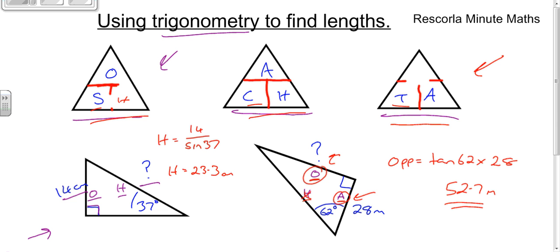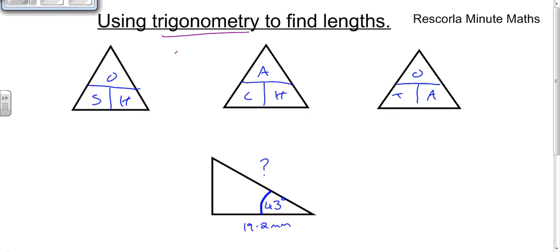Now, what I'd like to do is pause the video and have a go at the next question, and then see how you get on. So this is the question that I'd like you to have a go at. Step 1, label the sides. Step 2, decide which of these triangles you want to use. And step 3, substitute the numbers in. So pause the video, have a go at that.